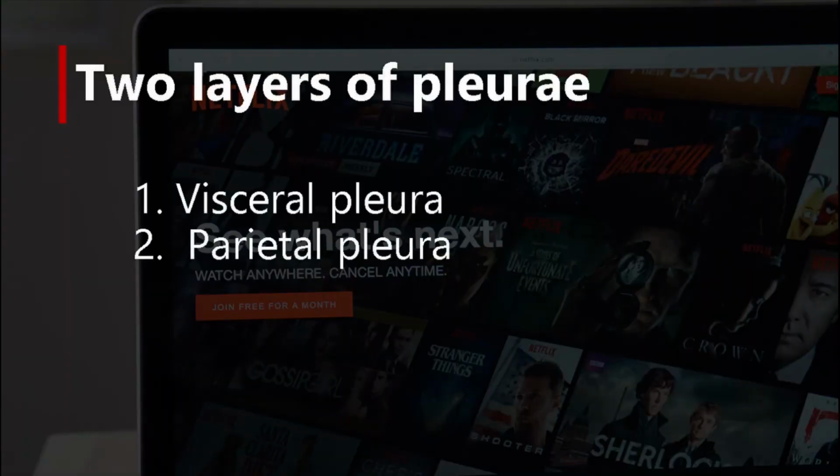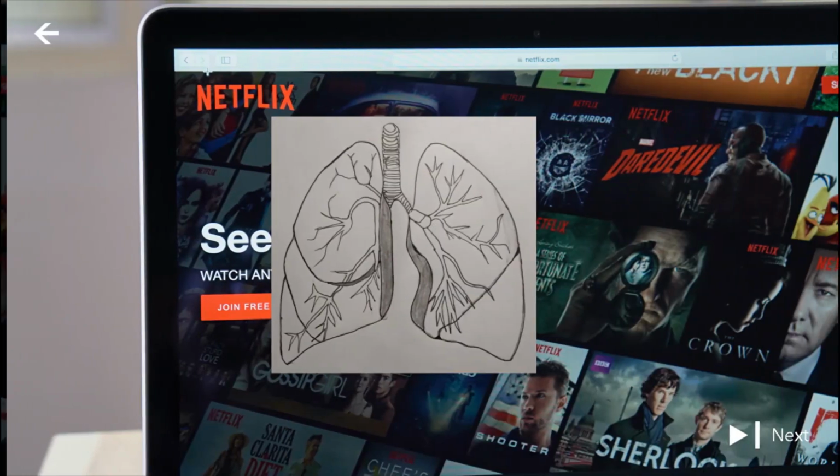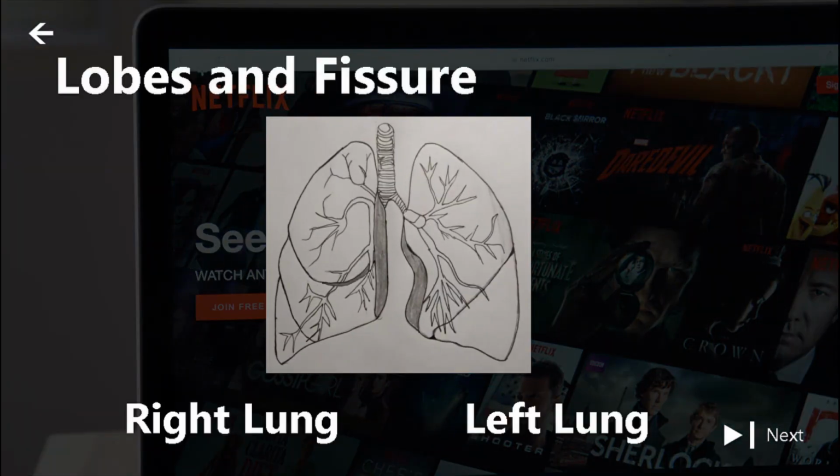The pleura consists of two layers, the visceral pleura and the parietal pleura. The visceral pleura is the layer that is superficial to the lungs and extends into and lines the lung fissures, while the parietal pleura is the outer layer that connects to the thoracic wall, the mediastinum, and the diaphragm. These layers are connected to each other at the hilum. So, as you can see, the right lung is shorter and wider than the left lung, and the left lung occupies a smaller volume than the right.